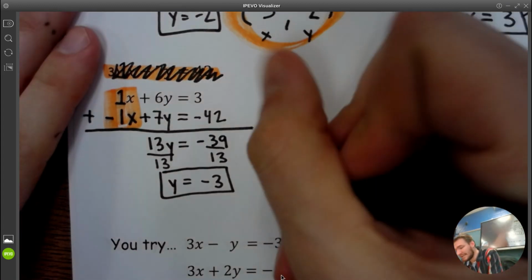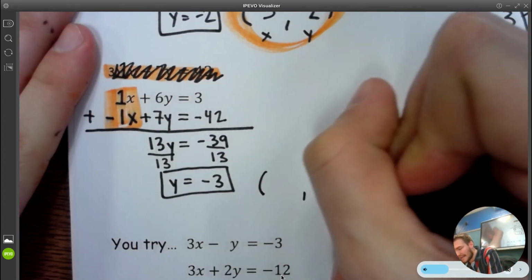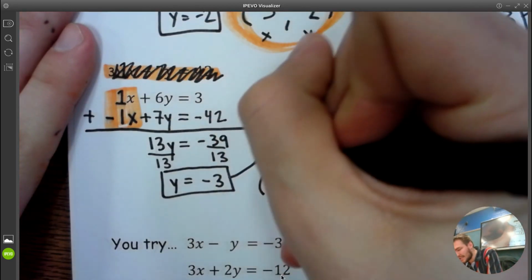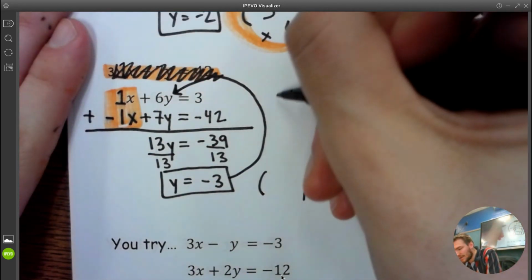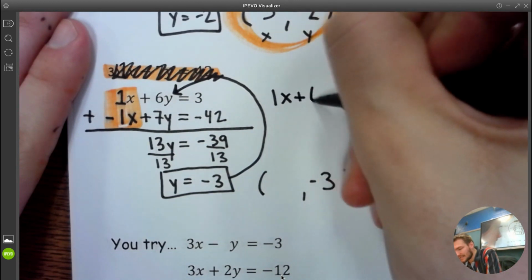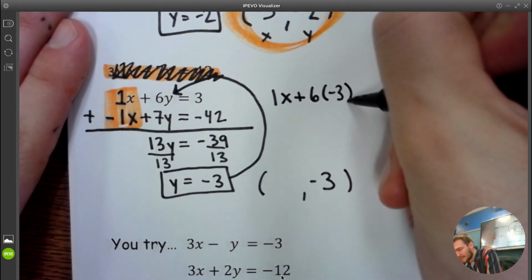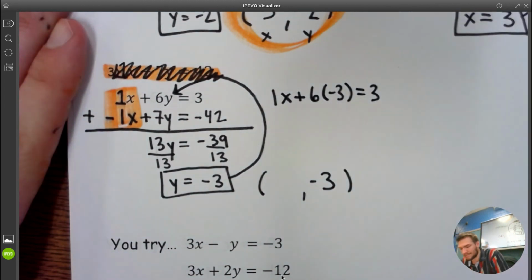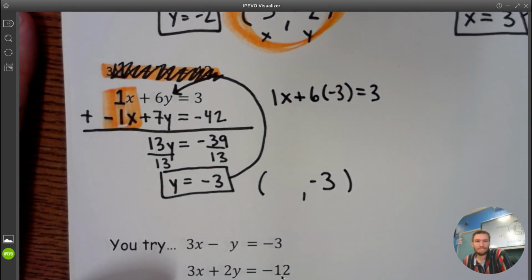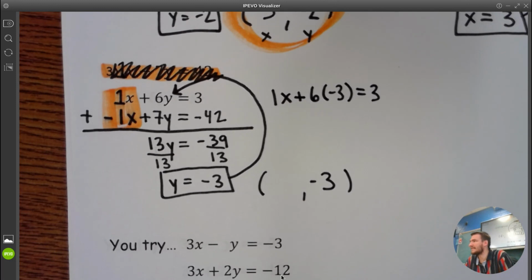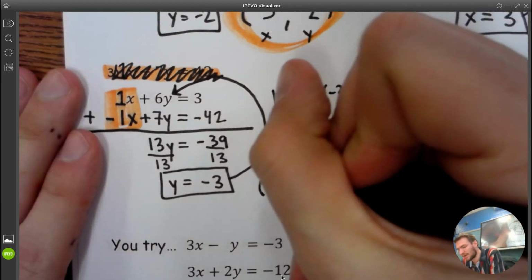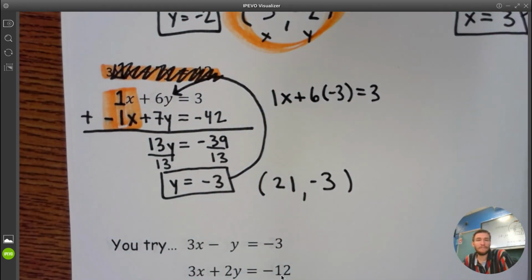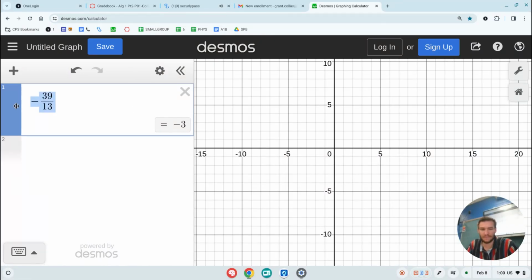Okay, all we need to do now is get that other number. The -3 is in the y position. It needs to go into the y number. 1x plus 6 times negative 3 equals 3. We're typing all this stuff in Desmos. Has anybody gotten the answer already? 21. I heard 41 or 21? 21. Nice job. It is 21. Good catch. If I need to show it to you, I'll type it in.